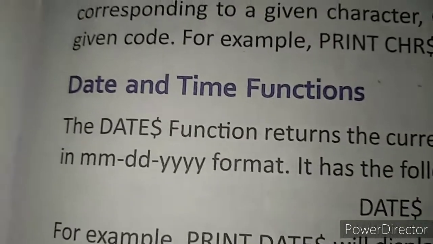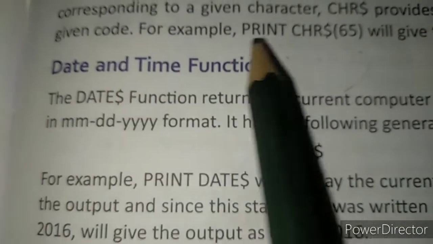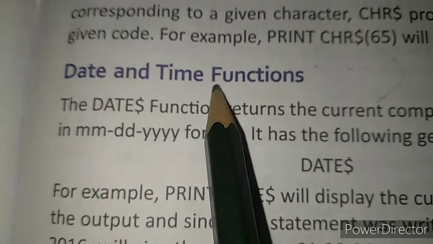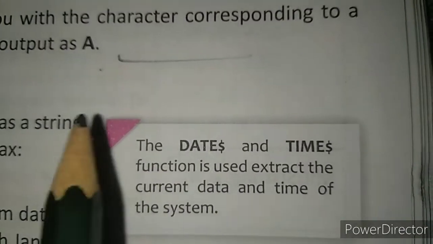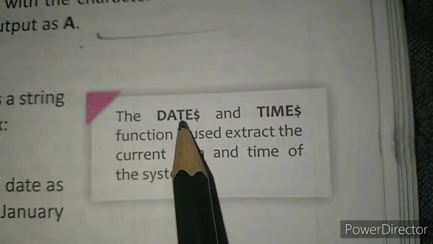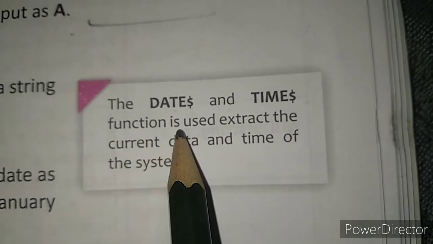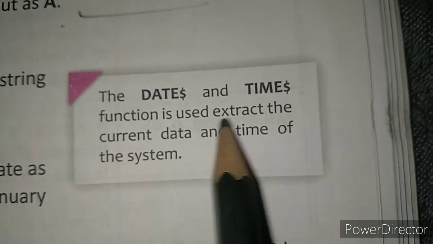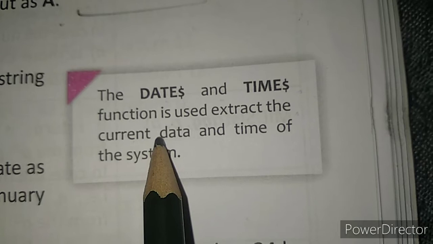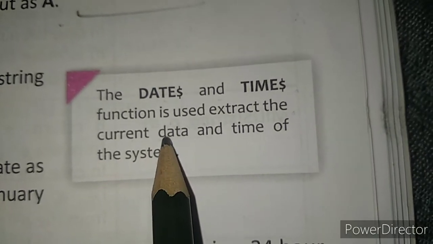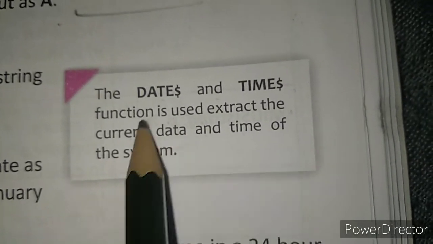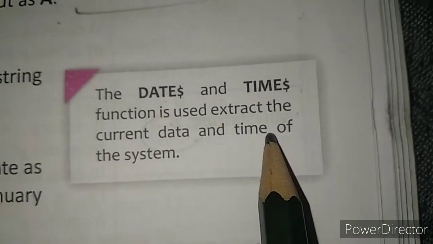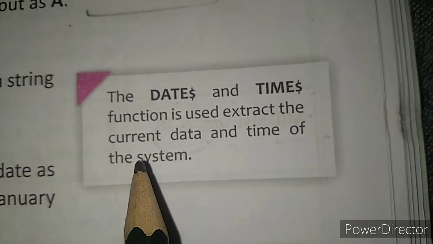Okay, now the next functions, which are very important, are the date and time functions. Now let us see here. The date and time functions are used to extract the current date and time of the system. Okay, so let us see.